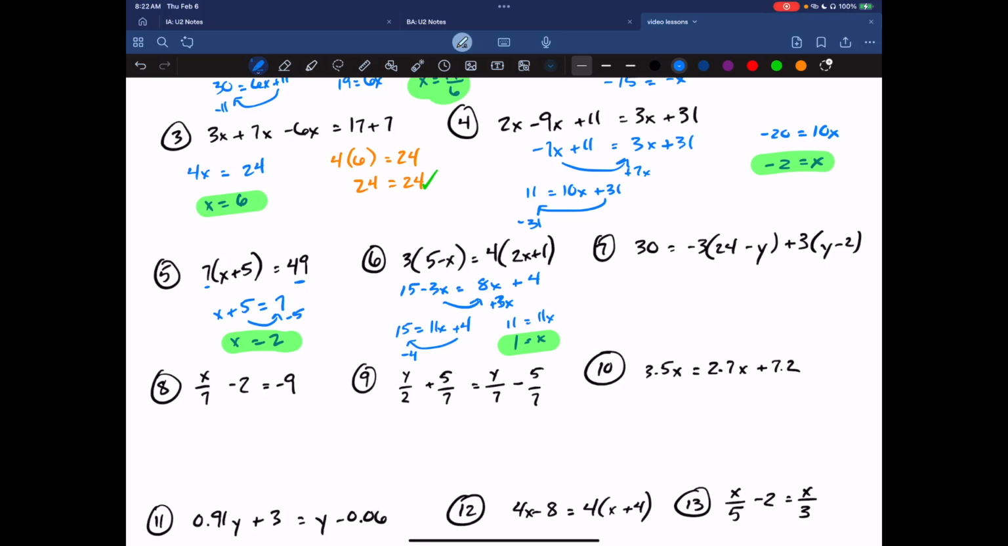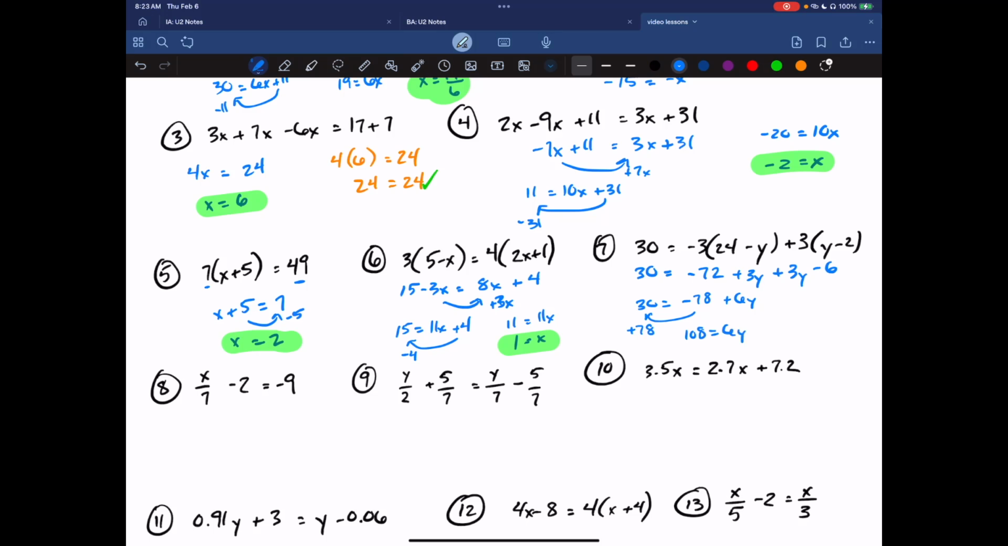Okay, 30. Again, just multiply. So this is going to be negative 72 plus 3y plus 3y minus 6. All right, so I'm going to combine like terms over here. So it's going to be 30 equals negative 78 plus 6y. All right, I'm going to move the 78 over here by adding. It's going to be 108 equals 6y.